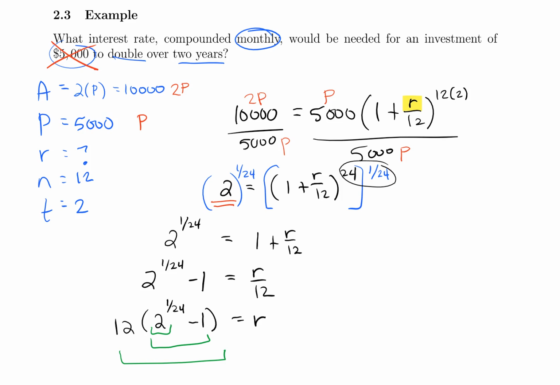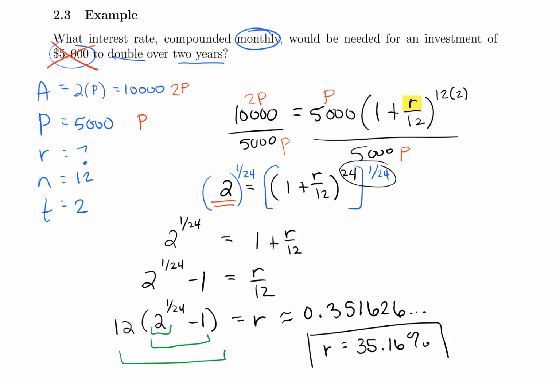And so R comes out to, as a decimal now, 0.351626, and it keeps going. So our interest rate would be, remember we said it was going to be high? 35.16%. That's crazy high. You would never find a bank to give you 35.16% on an account. Okay? But this is the interest rate that we would need in order to double an investment over 2 years.